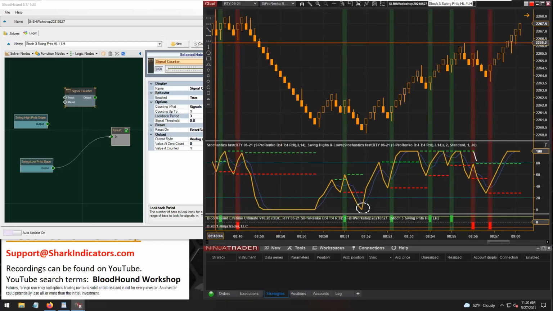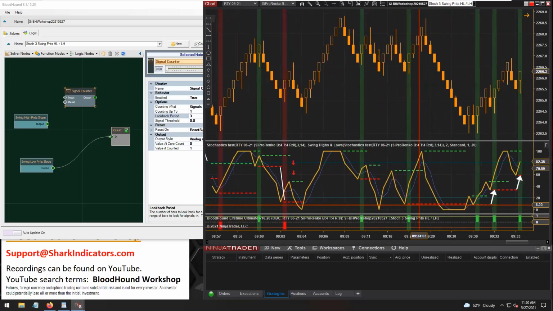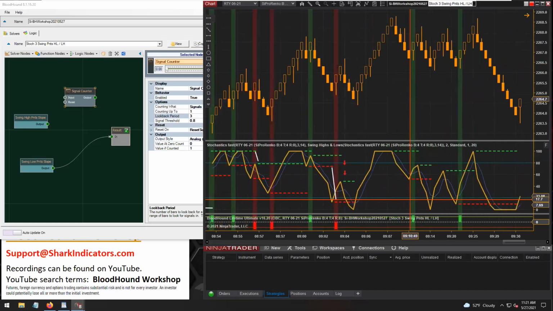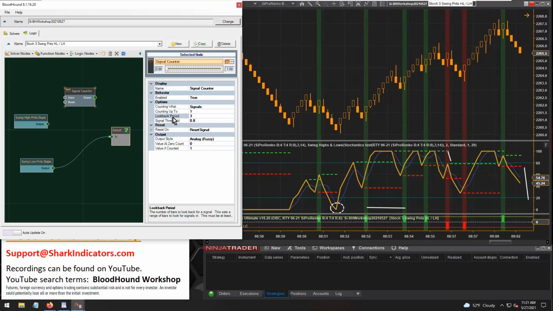Like here, for example, the distance from this long signal to that long signal is quite a bit further than back here in this area. These swing points are pretty darn tight, or the stochastics is stepping up and down pretty tightly together here. So the distance between these long signals is a lot closer than back over here. So sometimes that can make using the signal counter a little difficult.